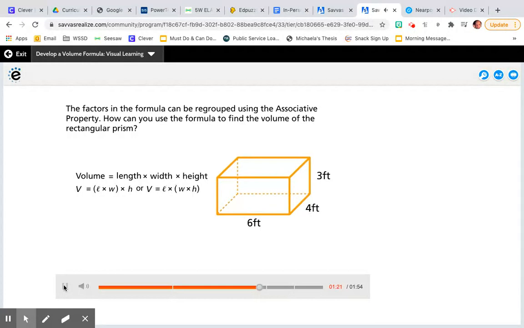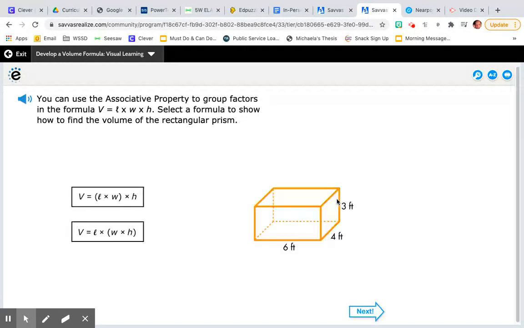How can you use the formula to find the volume of the rectangular prism? So no more counting boxes and cubes. You can actually use the dimensions, or the length, width, and height, to help you find the answer. So I can use volume equals length times width and then times height and do 6 times 4 first to get 24, and then multiply that by the height to get 72.